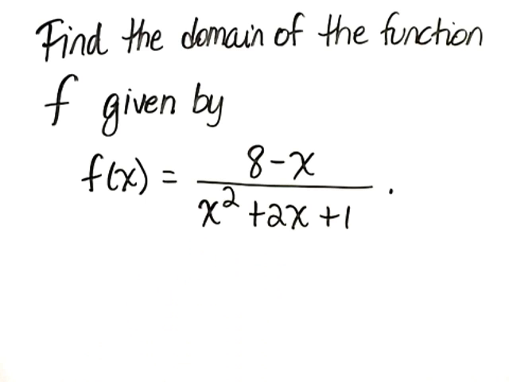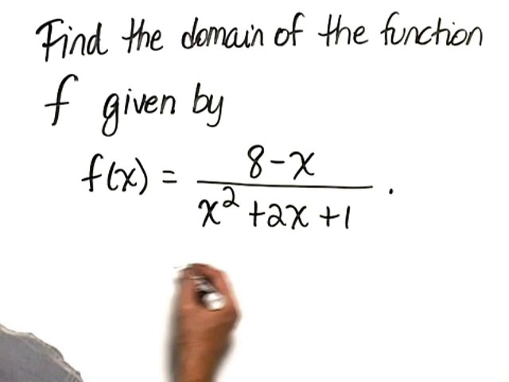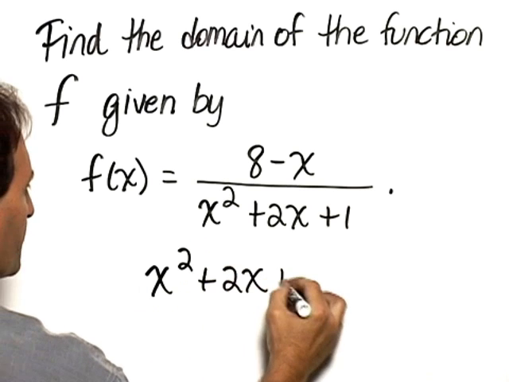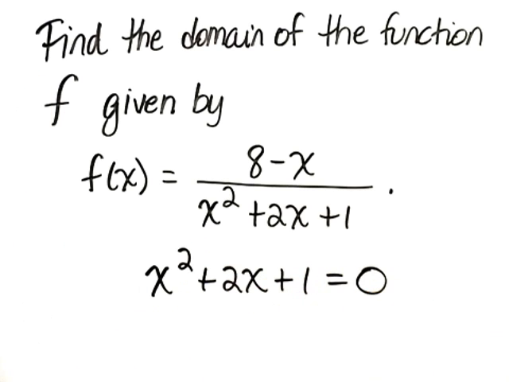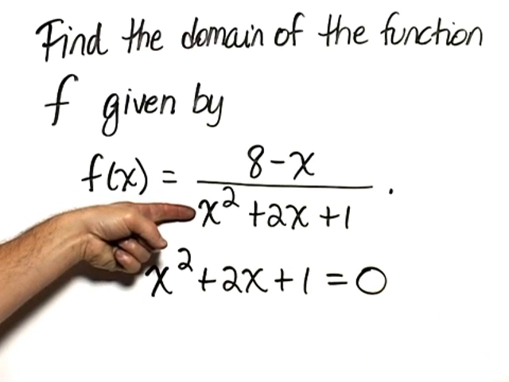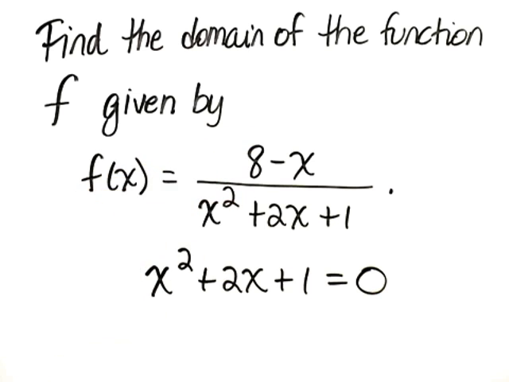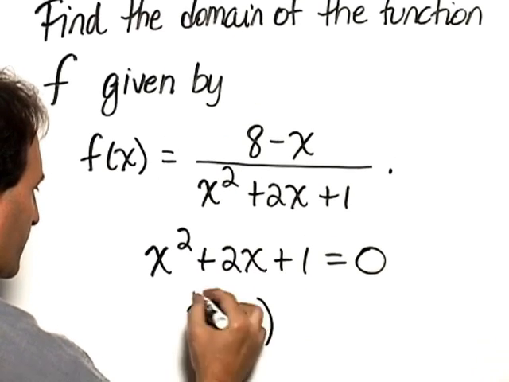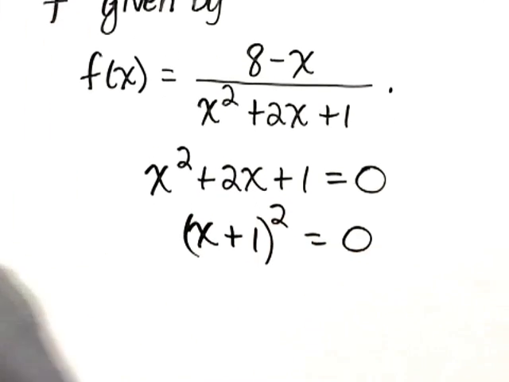from the domain. So what we will solve is the equation x squared plus 2x plus 1 equals 0, because that would make this denominator 0, making that function undefined. Well, notice this is a perfect square trinomial. (x plus 1) squared equals 0.